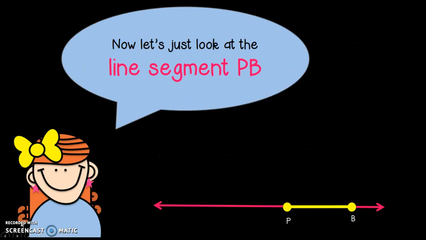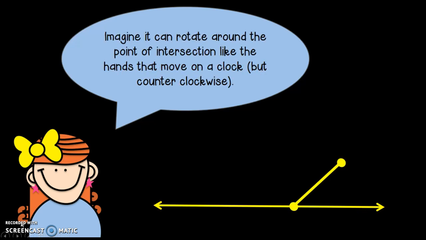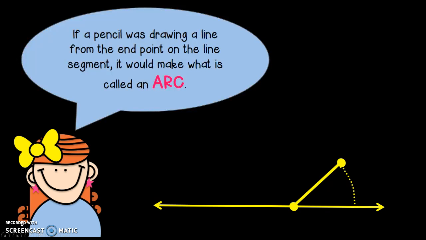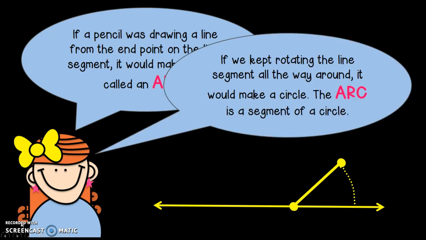Now let's just look at the line segment PB. Imagine that it can rotate around the point of intersection, kind of like the hands that move on a clock, but in this case, counterclockwise. If a pencil was drawing a line from the end point on the line segment, it would make what is called an arc. If we kept rotating the line segment all the way around, it would make a circle. The arc is a segment of a circle.